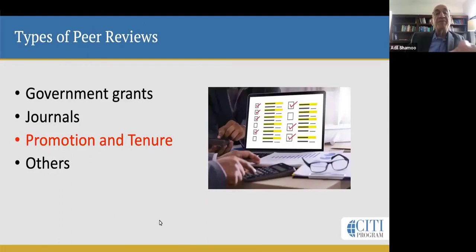Okay, types of peer review. As I mentioned to you, government grants. Second is the journals, and that's the big bulk of peer review, because that produces those 400,000 articles per year. Then promotion and tenure. And I put a red mark because that's the career of researchers and is probably not as value neutral in terms of promotion and tenure.